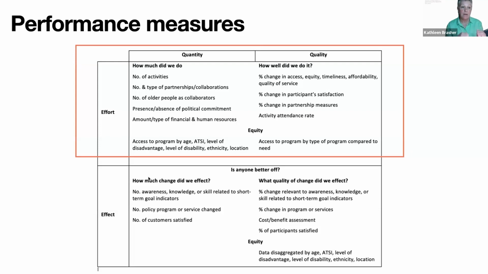And equity is included in our monitoring and evaluation. And again, the WHO Guide has some very good advice on how to measure equity. Now, this is an example from my own work. So the initials ATSI stand for Aboriginal and Torres Strait Islander, because it's a very important group that we need to consider in our work.